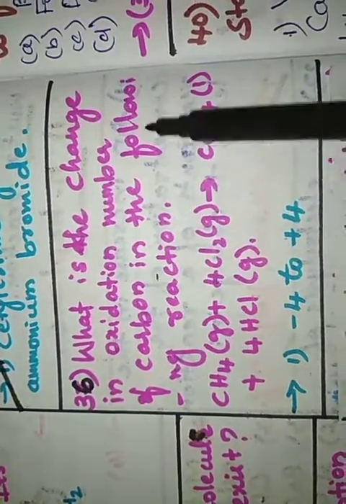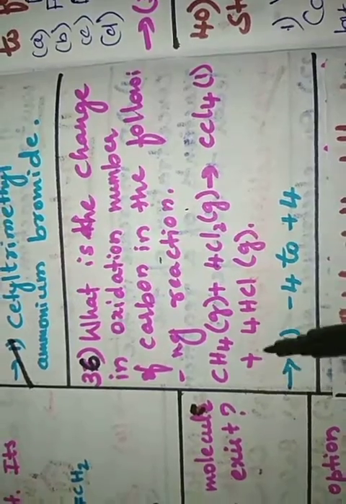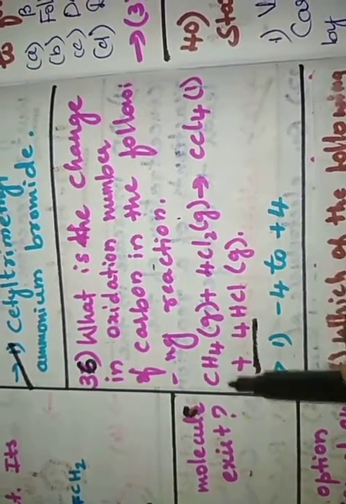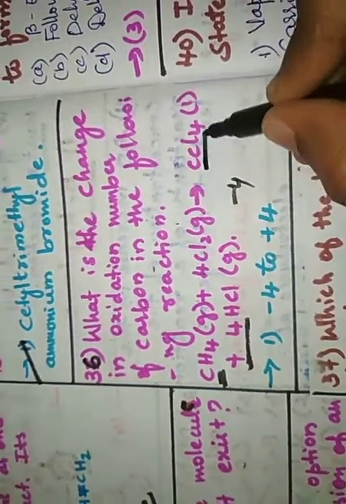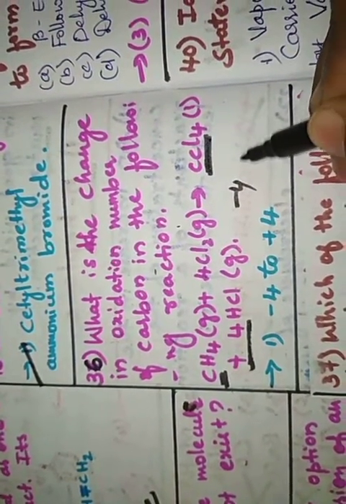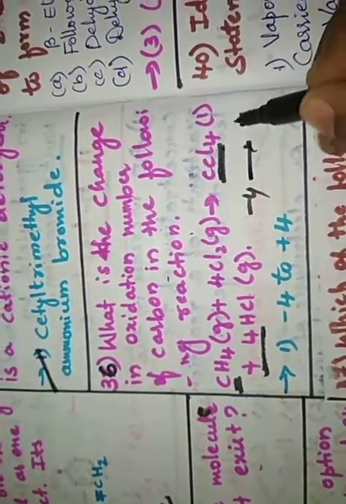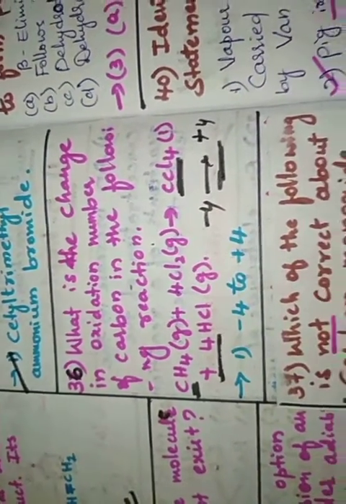What is the change in oxidation number of carbon in the following reaction? The given reaction is this one. The carbon of methane is -4, and in carbon tetrachloride it gives the product +4. The answer is -4 to +4.